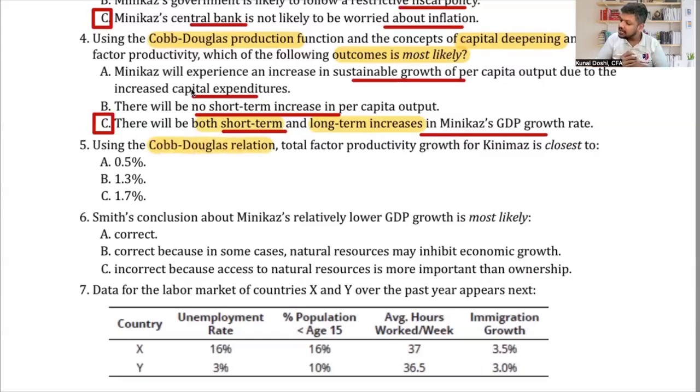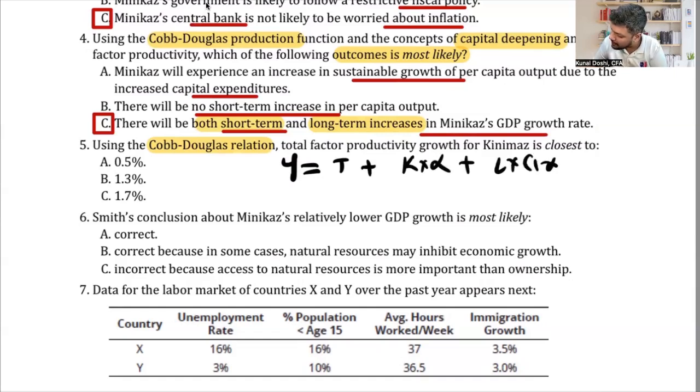Now, using the Cobb-Douglas relation, total factor productivity. What is a Cobb-Douglas production function, guys? Y equals three things. One is total factor productivity, that is technology, plus capital into alpha plus labor into 1 minus alpha. Right? Now, we already discussed that theoretically we are finding the GDP or the output, but in real life we are more of finding the technological progress, because that is difficult to identify.